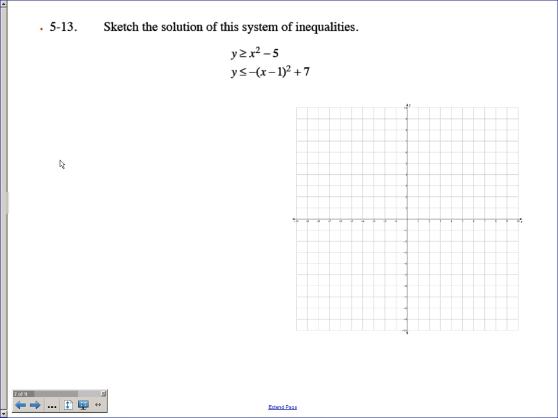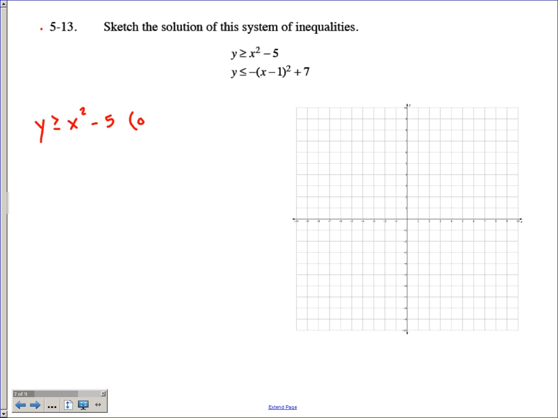Now I'm going to do it without the calculator. I'm going to actually graph them right on here. As we look at it, we want to make sure we just think about it like it's the regular equation. Don't worry about the inequality part of it as we map out the points for our parabolas. Remember, our locator point for a parabola is the point (h, k), and it's our vertex.